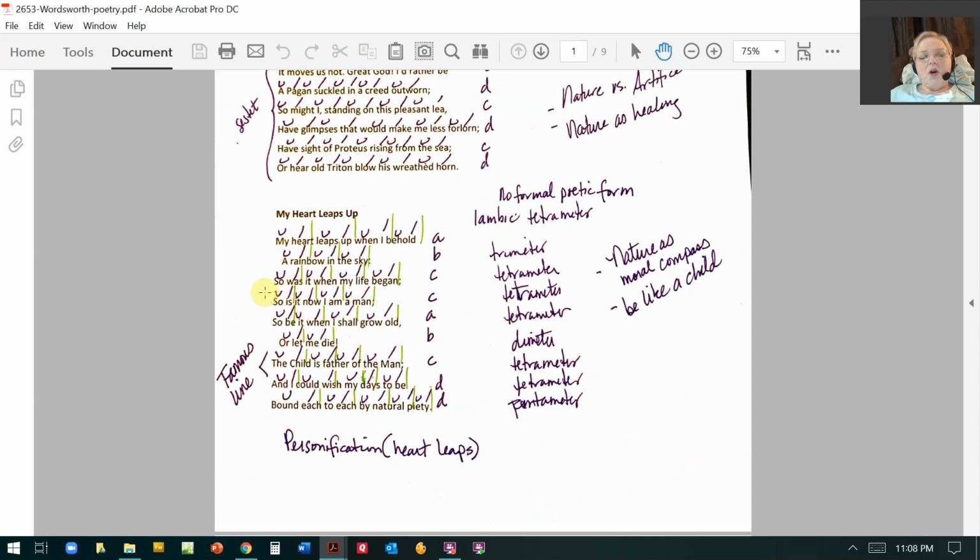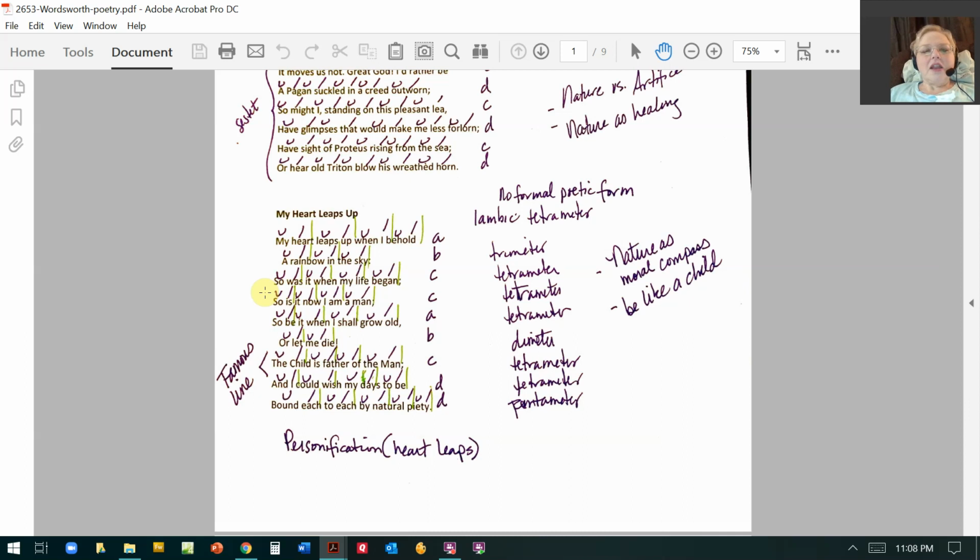Very short. This is an iambic tetrameter primarily, but there is a line of dimeter, of trimeter, and pentameter. So this is, again, that romantic ideal that you don't have to follow any regular form, right? So it's not like the sonnet. In this one, we do have personification. My heart leaps up, like a heart doesn't leap up, right? And the theme here is nature as moral compass and the importance of being like a child.